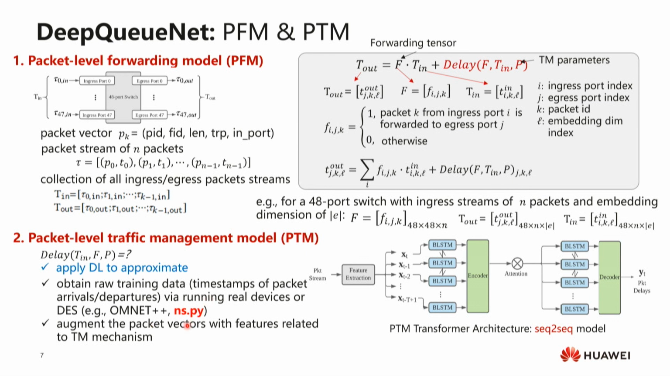NS-DOPI is a discrete event simulation that is pure Poissonic and is also developed by our lab, and now it's available online. And later I will show you the website. It's a convenient tool to do the discrete event simulation to build your own topology, your own device. Yeah, and then we augment the packet vector with features related to the traffic management mechanism and as an input to this transformer. And the output of the transformer will be the delay of each packet.